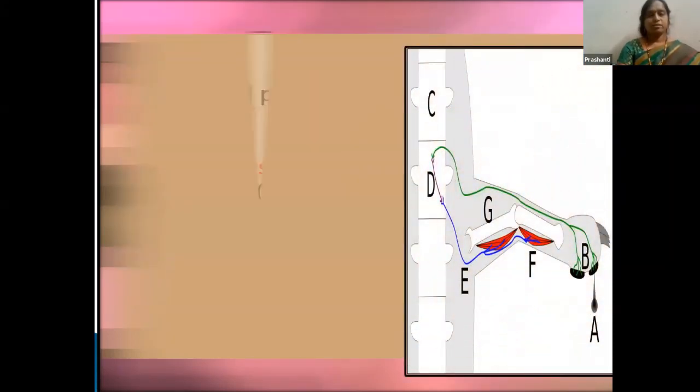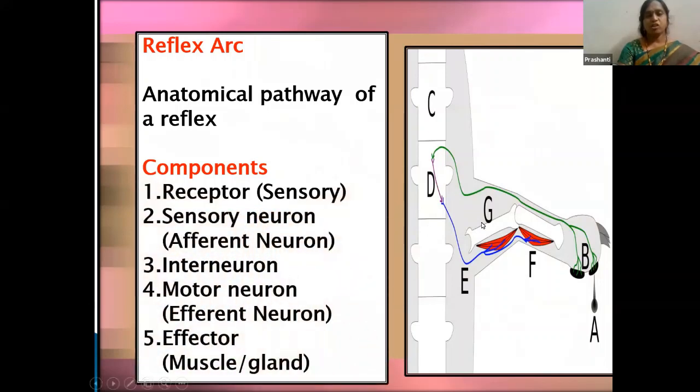So here is the reflex arc, children, that is the pathway of the reflex in the form of an arc. It is carried from the sensory neuron and forms a synapse here with the interneuron. From there, through the motor neuron, it reaches the effector organ. So this anatomical pathway of the reflex in the form of an arc is called the reflex arc.